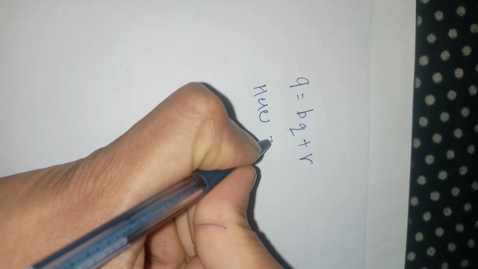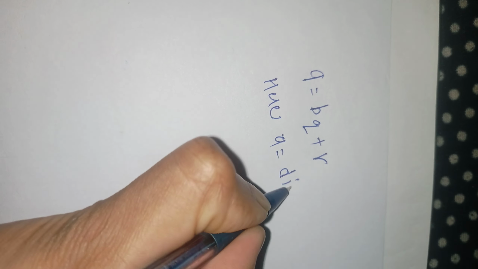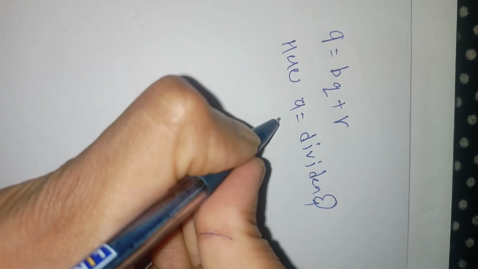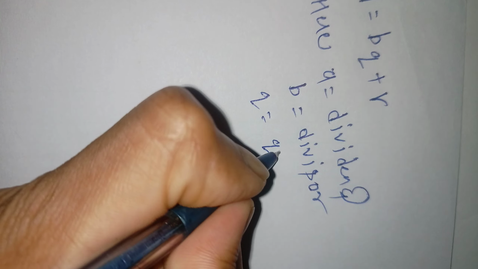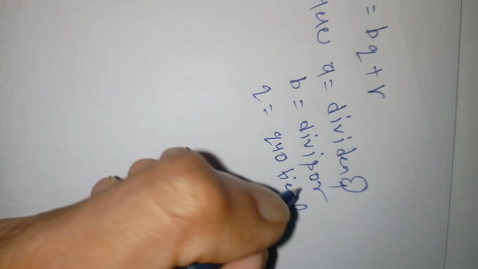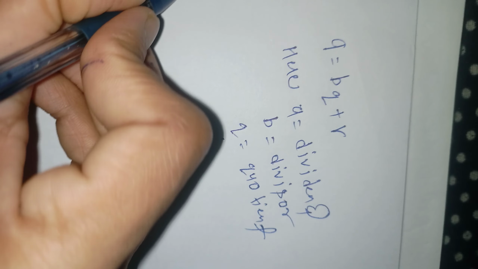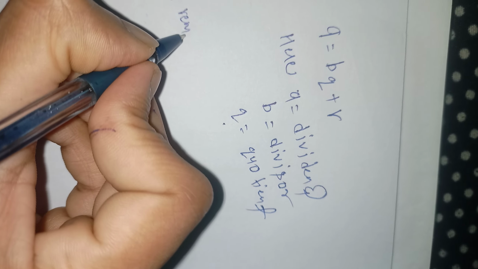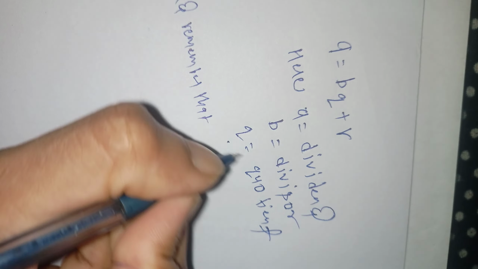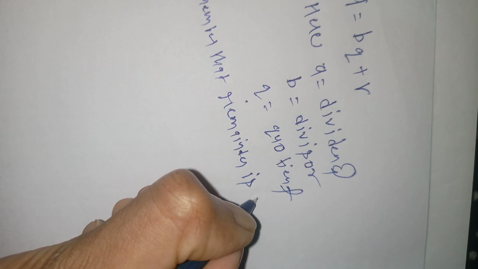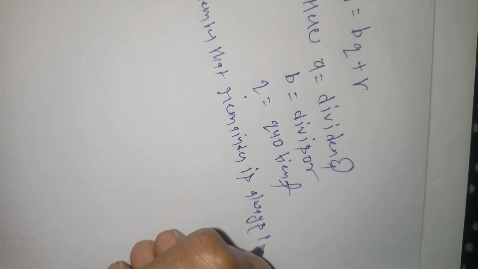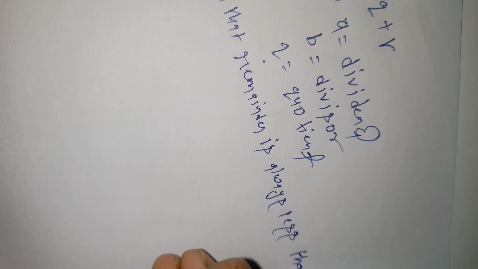Here A equal to dividend, B equal to divisor, Q equal to quotient, and remember that remainder is always less than divisor.